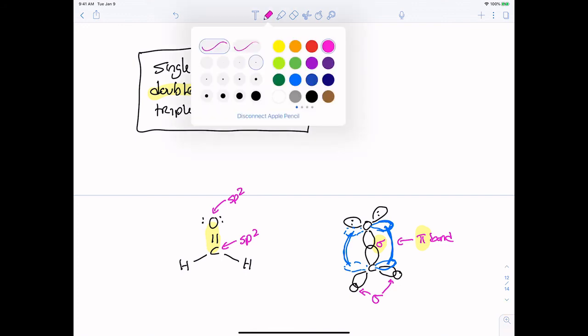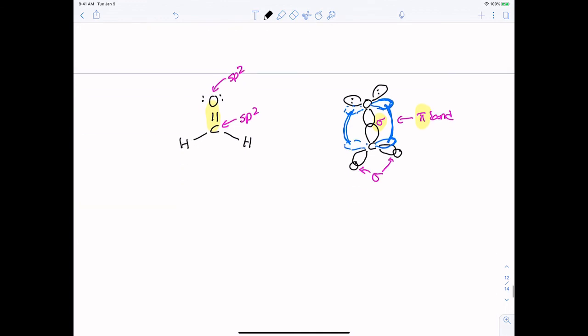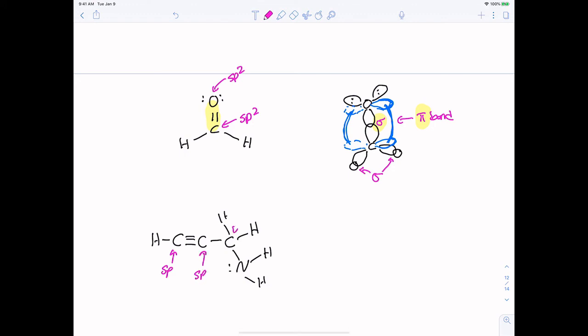So let's do another example. Let's have carbon, hydrogen, let's do a triple bond. Another carbon, and then we'll put a nitrogen on here. So same thing, we want to go through and figure out the hybridization, so when we draw it, we know what we're doing. So this is going to be sp, sp, sp3, and then sp3.